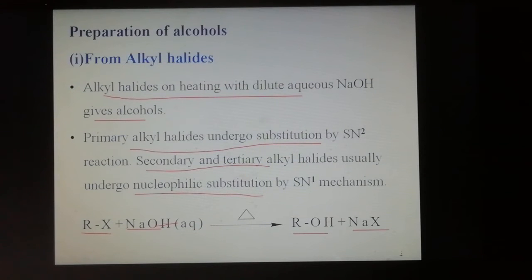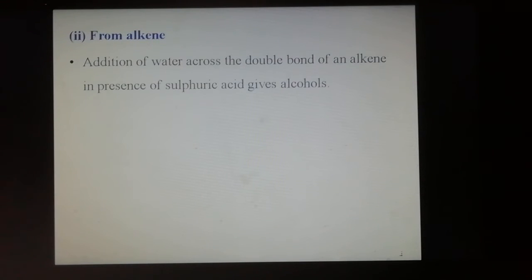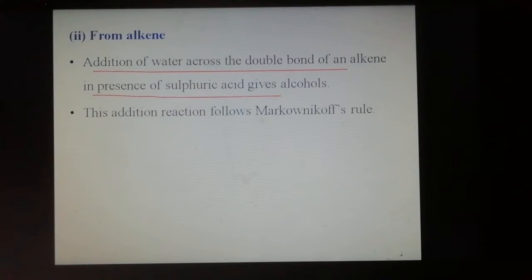Then the second method, preparation of alcohol from alkenes. This is one of the addition reactions. Addition of water across the double bond of an alkene in the presence of sulfuric acid gives alcohol. Generally, this addition reaction follows Markovnikov's rule. So the equation for this reaction.